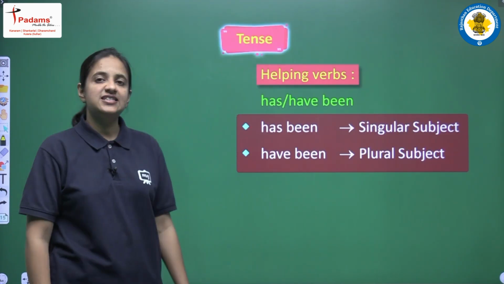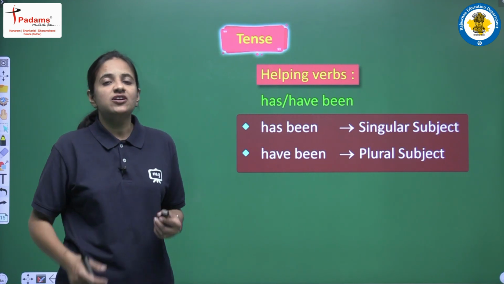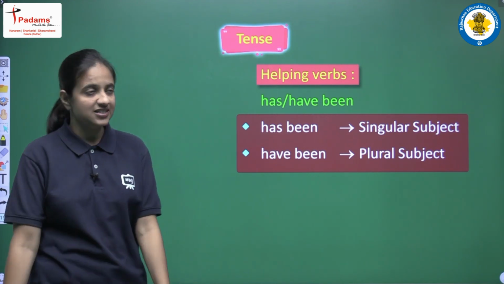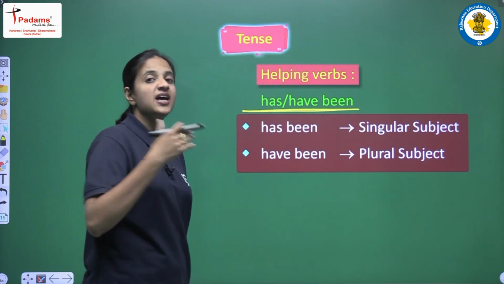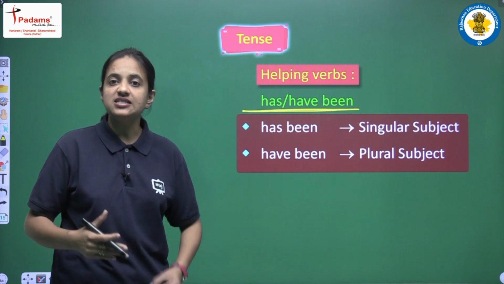So first of all, let's see the helping verb. Let's see what kinds of helping verb we are having in this tense. So we are having two helping verb. The first one is has been, the second one is have been.